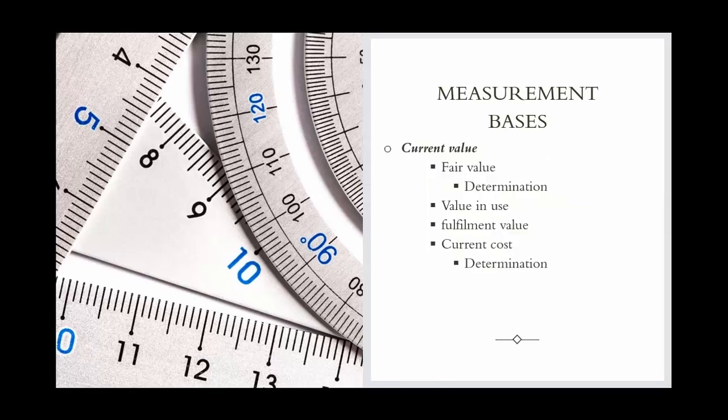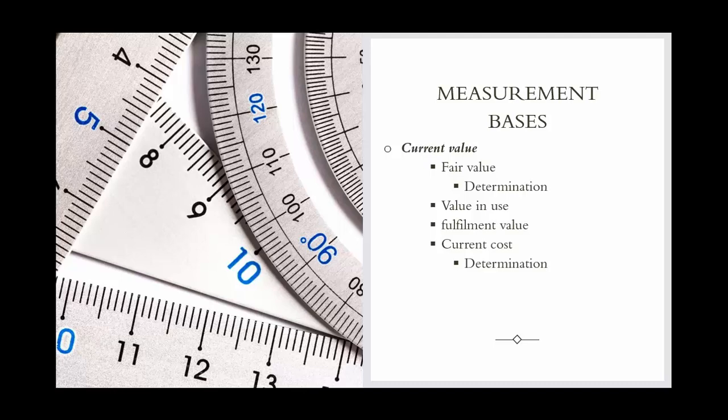Measurement bases, current value overview. Current value measurement bases provide updated monetary information about assets, liabilities, and related income and expenses. Unlike historical cost, current values reflect changes in estimates of cash flows and other factors at the measurement date. Current value measurement bases include fair value, value in use, fulfillment value, and current cost.